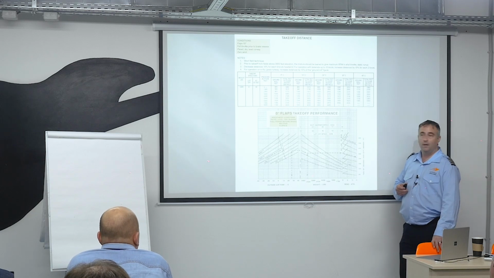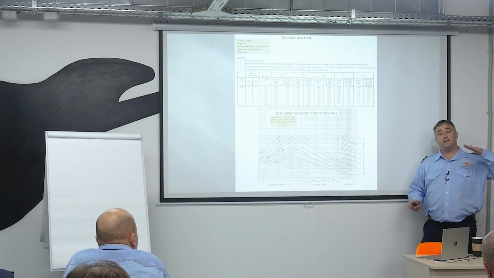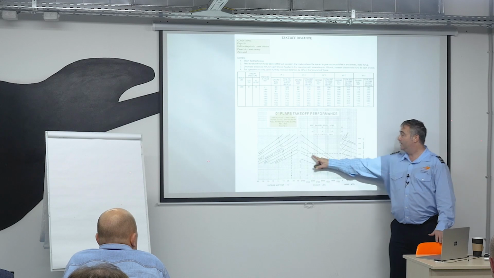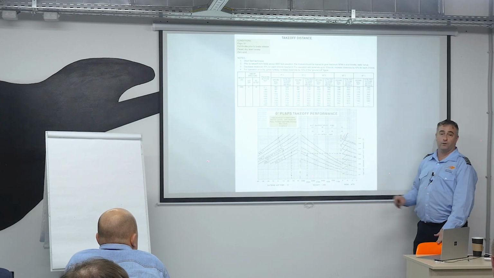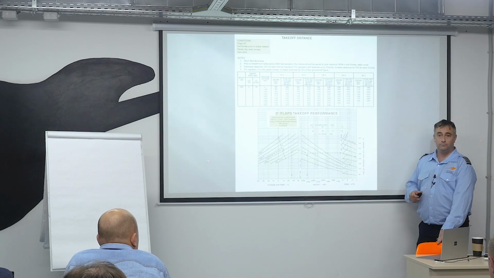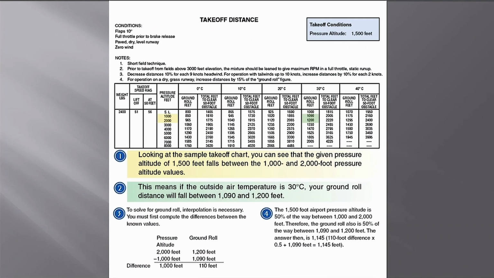Okay? So you're just making a solution each time and then carrying that parallel to this horizontal reference line and going right over to the vertical reference line and solving the next problem. Okay, so takeoff distance, here we go. Conditions, you got notes, looking at a sample takeoff chart, given pressure altitude. So we're looking at that. You got a pressure altitude of 1,500 feet.